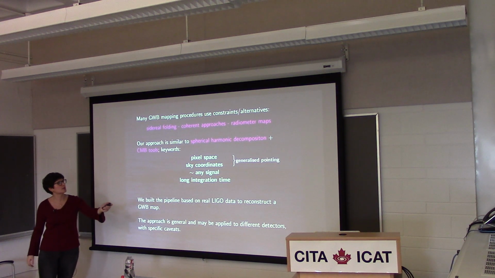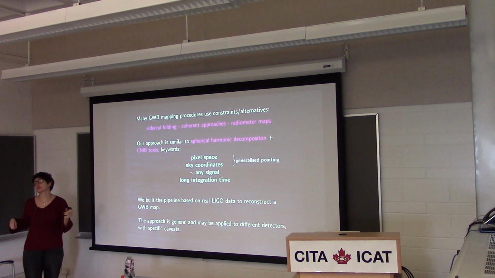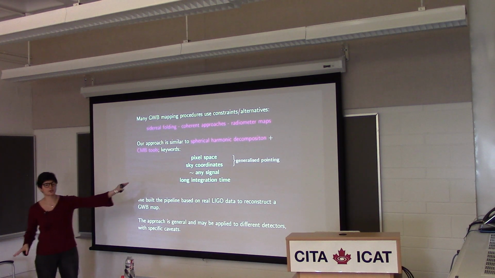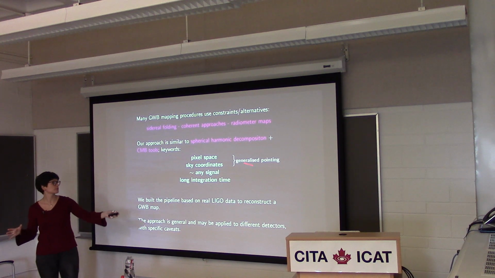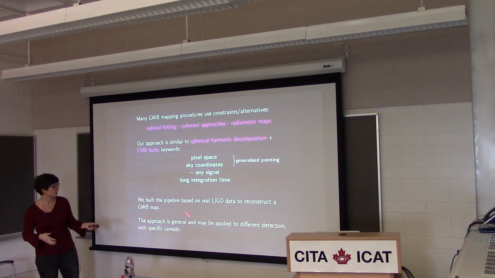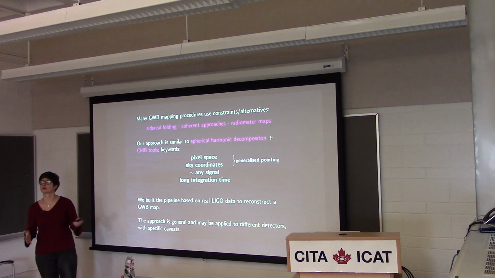So what we do is most similar to the spherical harmonic decomposition approach, but we're also borrowing some tools from CMB data analysis. So the keywords that I kind of like to stick on to our method is we're working in pixel space and in sky coordinates, which allows us to have a generalized pointing solution on the sky. This means that we're not fixed to any particular detector frame. Okay, specifically, we'll be looking at maps in the frame of the galaxy. We try to reconstruct any type of signal. Okay, so we make no assumption about what signal we're reconstructing. But to do this specifically, we really need to use long integration times, as much time as the data allows.